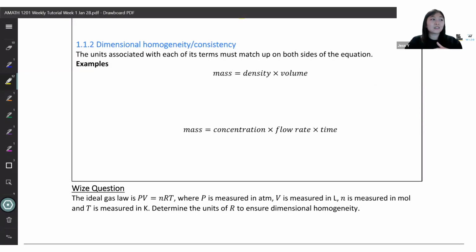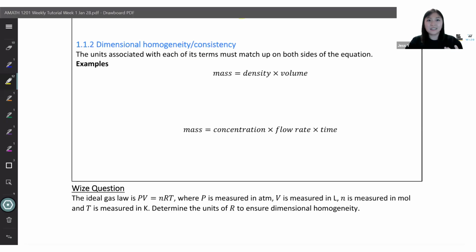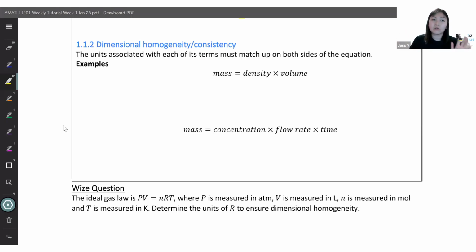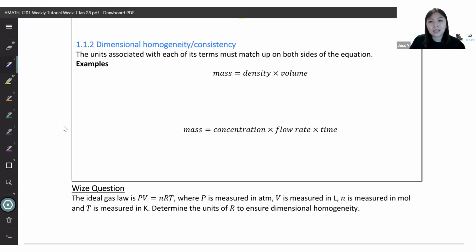So in physics, this is probably called dimensional analysis, okay? Dimensional homogeneity, same thing. So what this is saying is that the units in an equation have to match up on both sides of the equation. So for example, mass is density times volume.